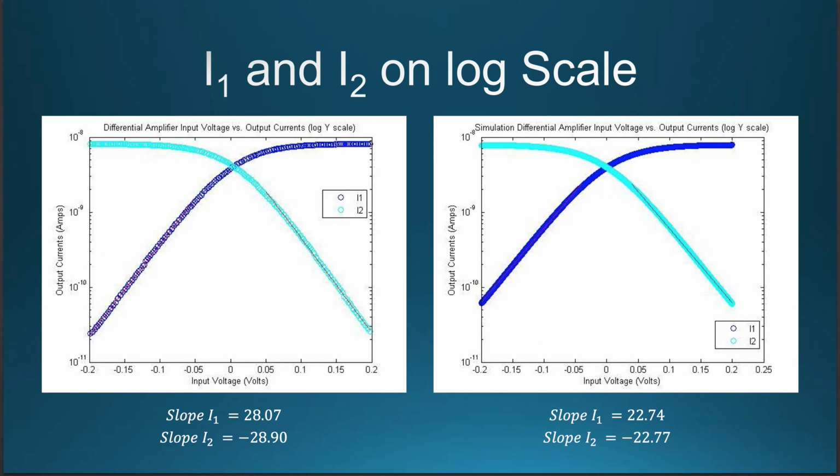We then graph them on a log scale. Again, on the left is the measured and on the right is the simulated. For the measured, we had slopes of 28 and negative 28.9, and for ours we had about 22.7 and negative 22.7.